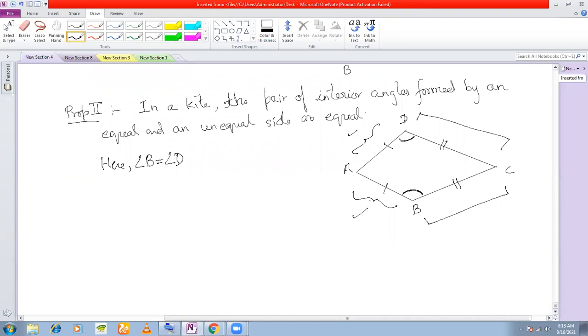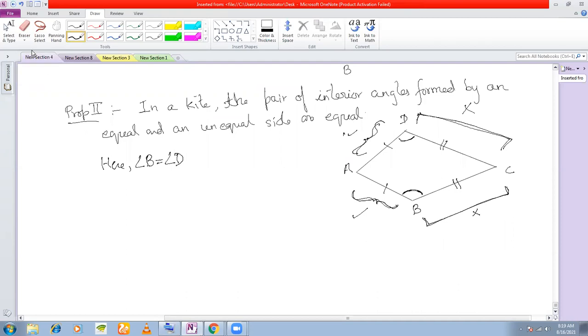These two are equal sides, and these two are also equal sides. What is the angle between this side here and this side here? Angle between equal and unequal side? Angle D. Similarly, here, this is the angle between the equal and unequal side. Angle B is also an angle between equal and unequal side. They have to be equal.